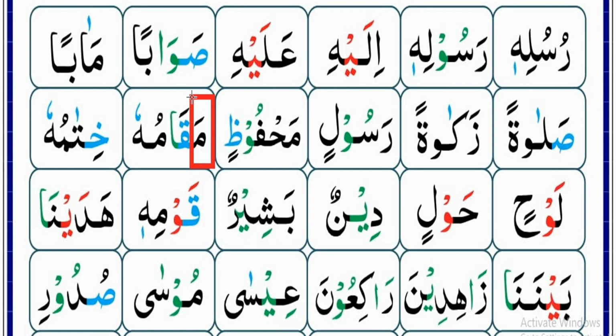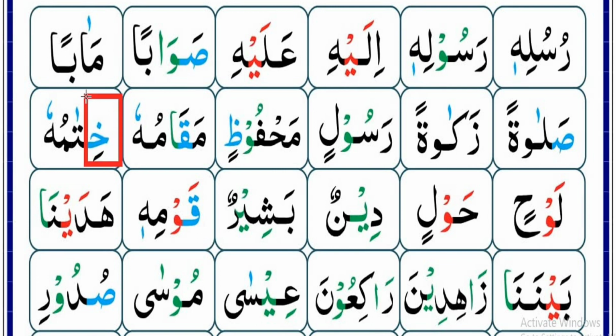And the next is mim fatha ma, qaf alif fatha qa, mim dhamma mu, maqamu, ha standing dhamma hu, maqamuhu. So 2 of the sounds will be stretched. One is that qa because of alif madda, and the next is that hu sound because of that standing dhamma on ha, maqamuhu.